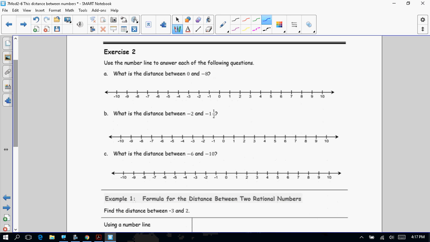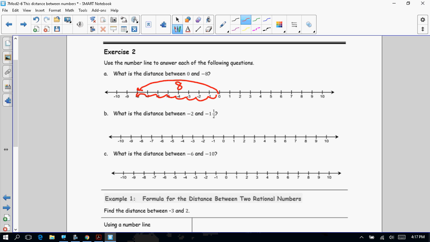All right, what is the distance between 0 and -8? So literally jump from 0 all the way to -8. Now, if you want, you could do all the little bunny hops. 4, 5, 6, 7, 8, right? It is 8. I did 8 bunny hops.